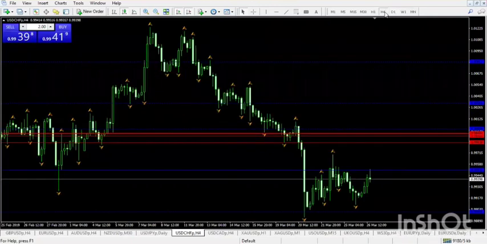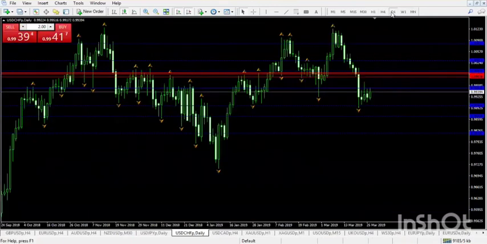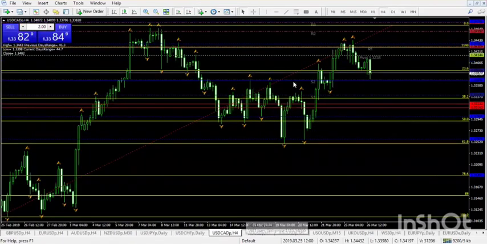Here we have a continuation candlestick. I haven't taught you this chart yet, so I'm not going to talk about this chart. Let's move on to another one.